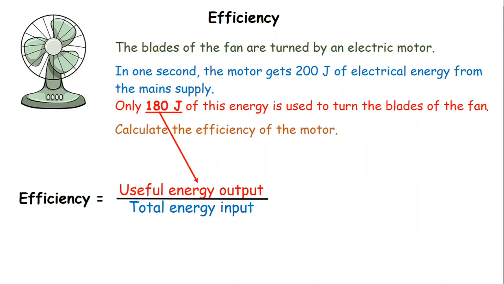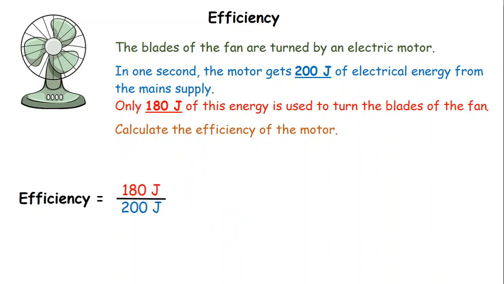The useful energy output here is the 180 joules that are used to turn the blades, and the total energy input are the 200 joules from the mains supply. So this gives us 180 joules divided by 200 joules. And this gives us an efficiency of 0.9.